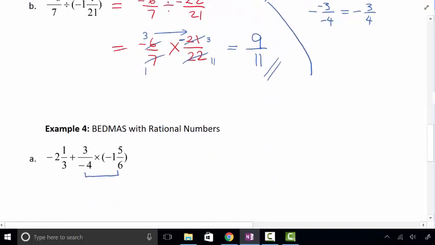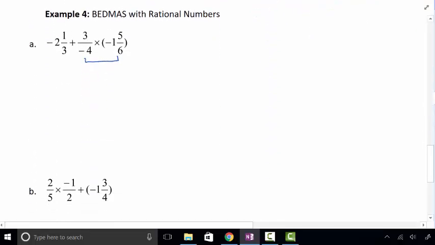Okay, so let's go back to doing the BEDMAS questions. So what we're going to do in this one is do the multiplication first. Again, you need to change them all into improper fractions first. That'll be easiest to do.